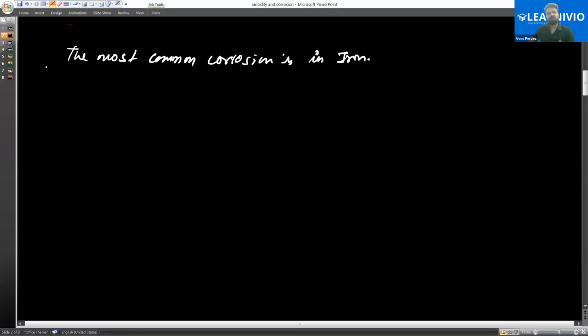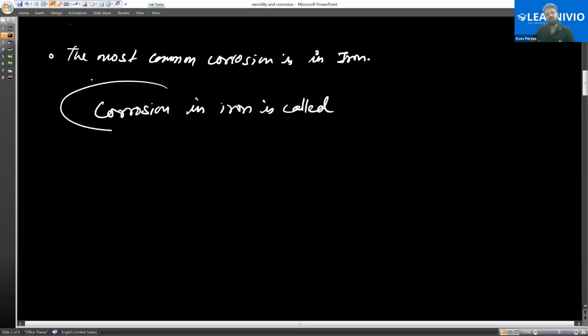Iron has a lot of corrosion, so that's why corrosion in iron is called rusting. We call it rusting. So rusting is a special name given to the corrosion in iron. Okay, and don't stop writing. I will tell you, then you have to write. So rusting is the special name given to the corrosion in iron.